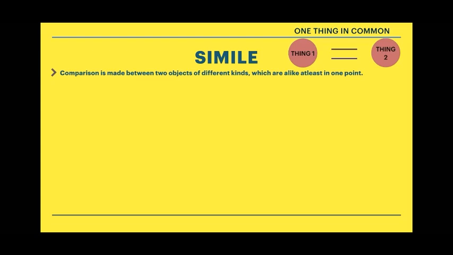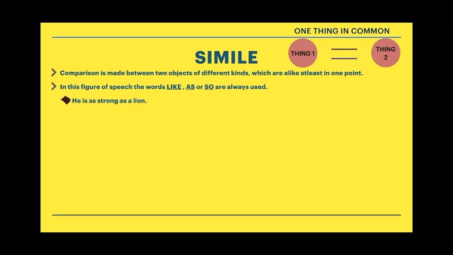So there are two different kinds of things which have at least one thing in common, and we compare these two different kinds. In this figure of speech, the words like, as or so are always used. So children, we use words like, as or so to make comparison. To understand this figure of speech, let us look at some examples.